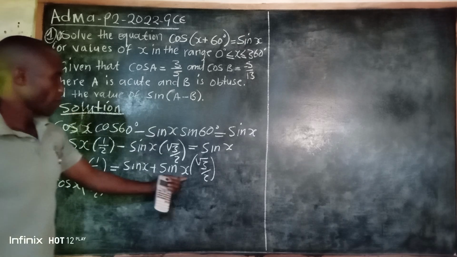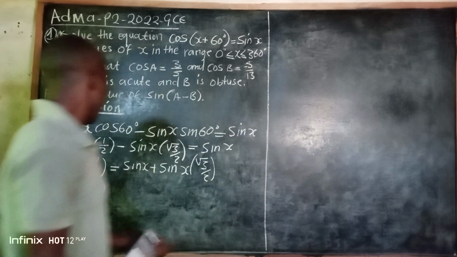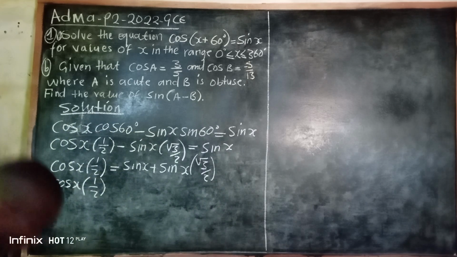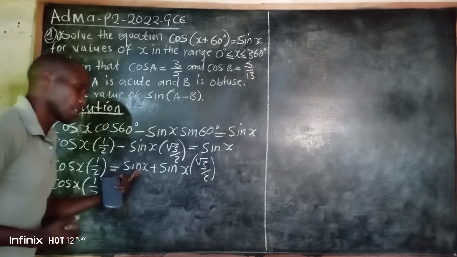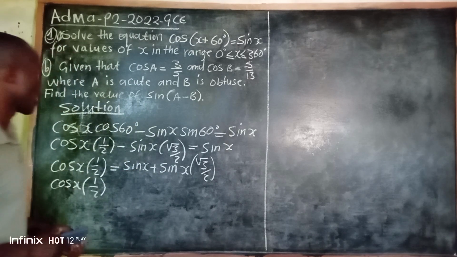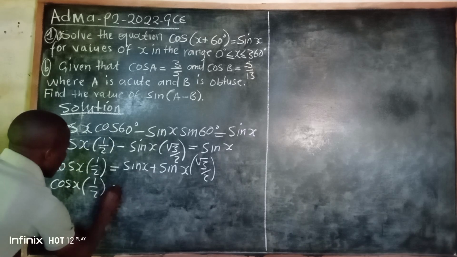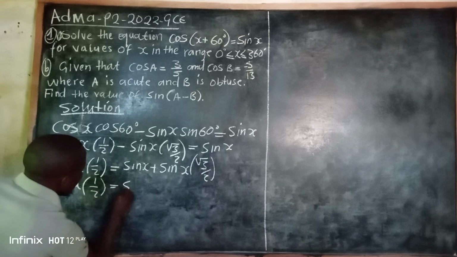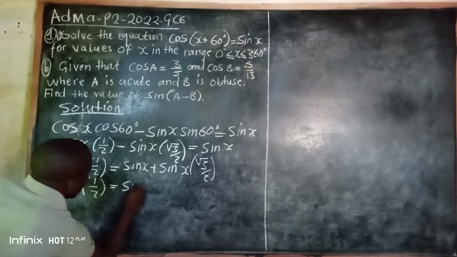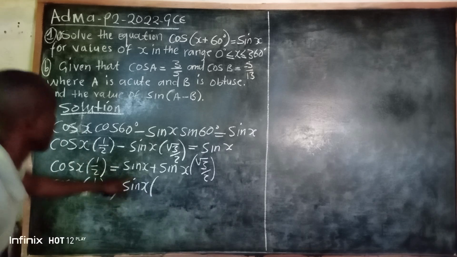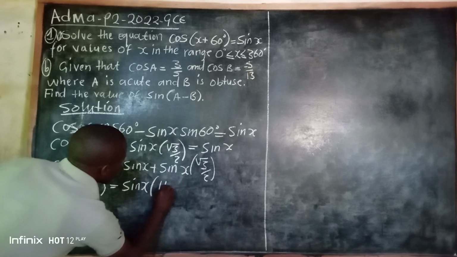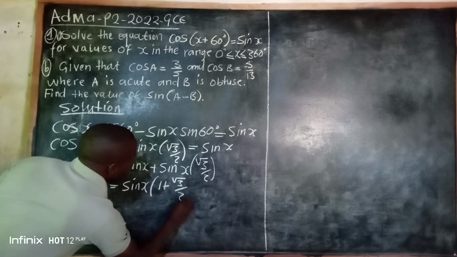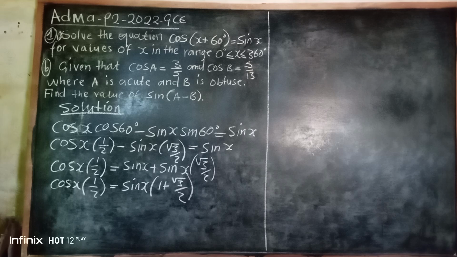Then this side now, we are going to factorize. As you can see, the common factor in this case is sin x, because in the first term we have sin x, and even in the second term we have sin x. So the common factor here is sin x. So we are going to factor out sin x, then we open the bracket. Here, remember, we remained with 1 plus, then this side we remained with the root of 3 over 2. That is the way to go.